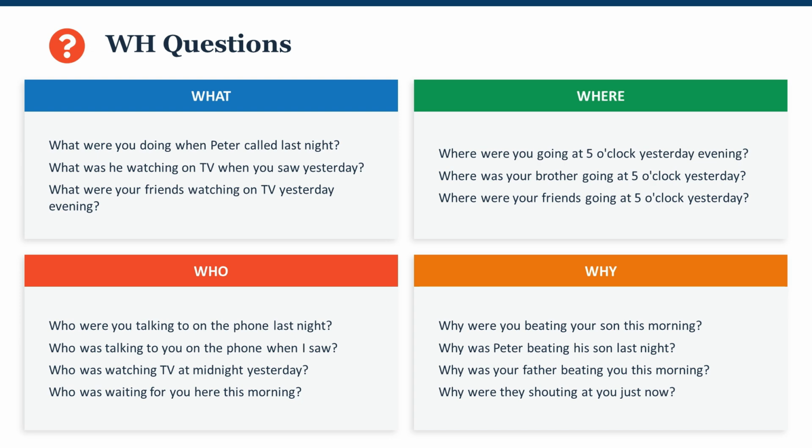With who, there are two types. When who is the subject, we say who was watching TV at midnight yesterday? Who was waiting for you here this morning? When who is not the subject, we say who were you talking to on the phone last night? With why, why were you shouting at him this morning? Why was Peter beating his son last night? Practice making your own WH questions using different verbs and subjects.